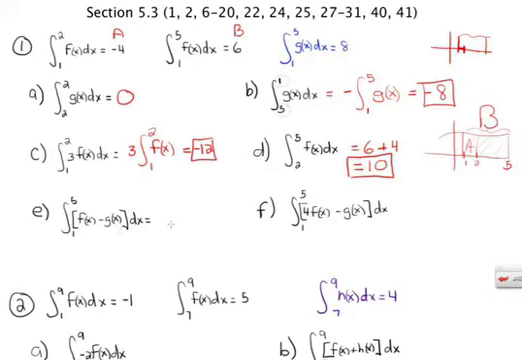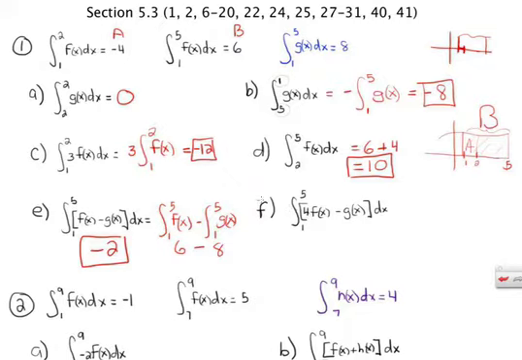Okay, so this problem just uses the subtraction rule, which says we can do these individually. So we can answer this question as the integral from 1 to 5 of f of x minus the integral from 1 to 5 of g of x. So now we just do the problem separately. The integral from 1 to 5 of f of x is 6. The integral from 1 to 5 of g of x is 8. So we simply have 6 minus 8, or negative 2.